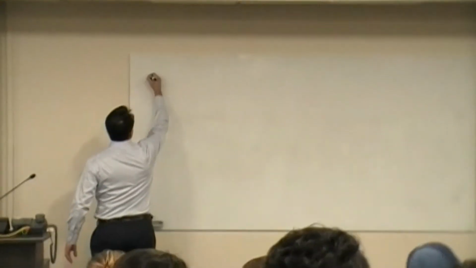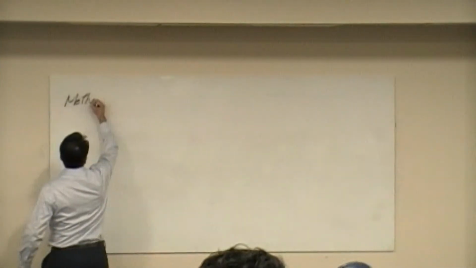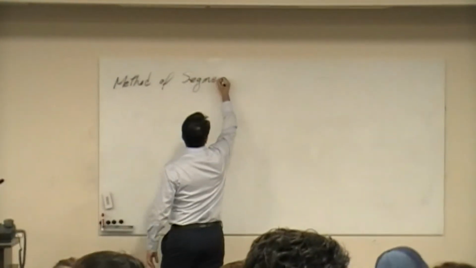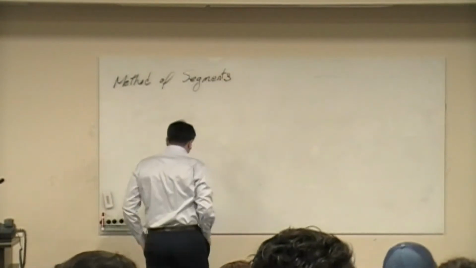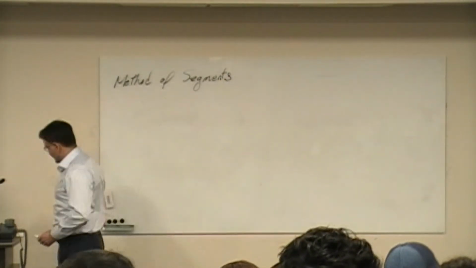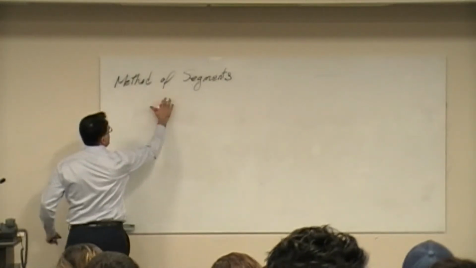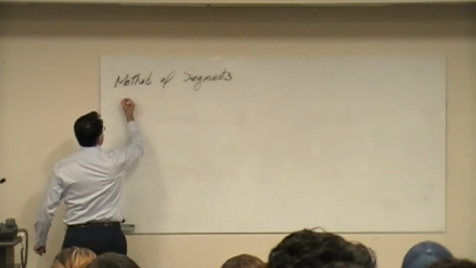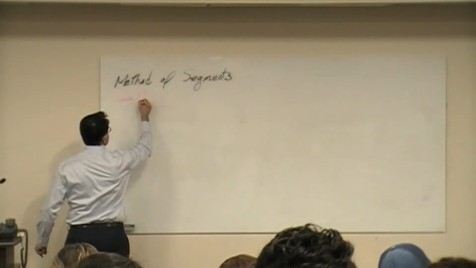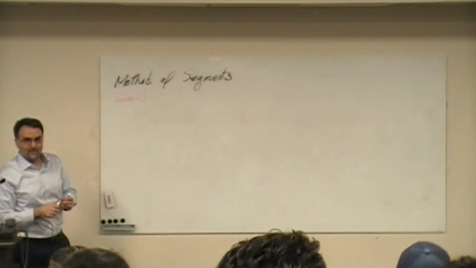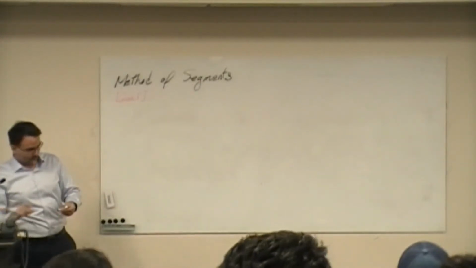For that, we use a method that is called the method of segments. To simplify that, let's subdivide things into four cases. Let's use case one. Is it visible from back there? No, it's not. All right.